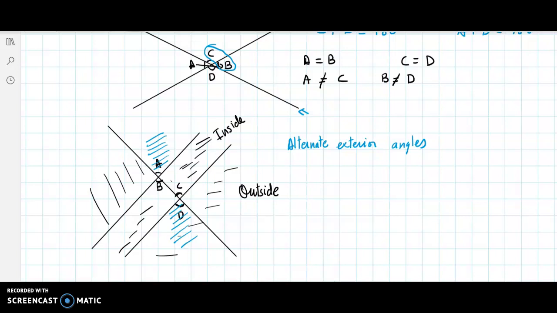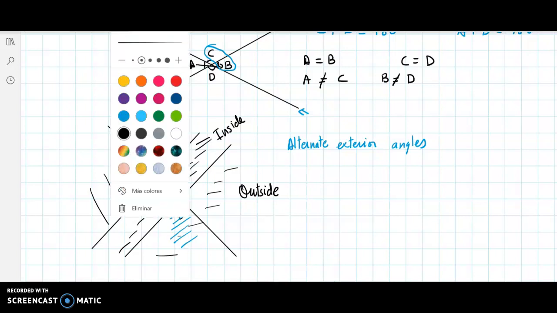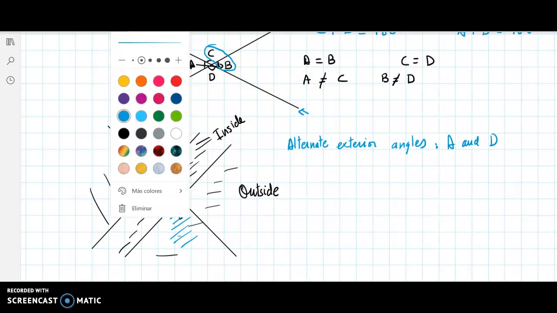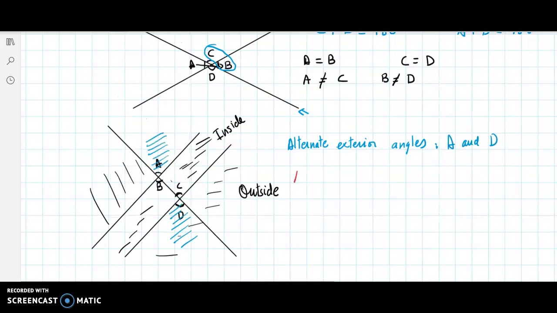We have also alternate interior angles. Well, sorry, I have to write the angles. These are A and D. And we have alternate interior angles that are inside the parallel lines, and they are B and C. Okay, so B is inside and C.